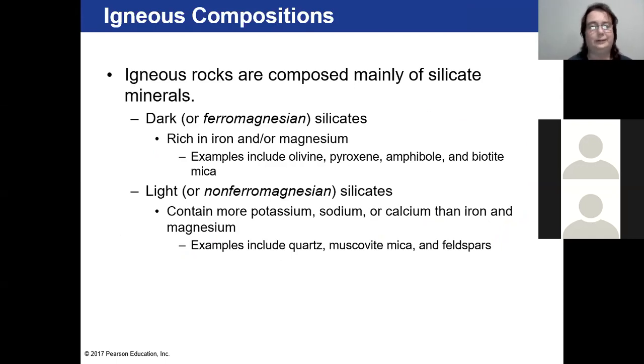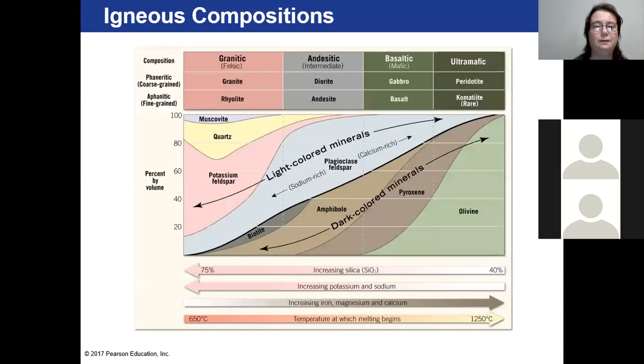So igneous rocks are composed of silicate minerals. We've got the dark colored silicates, olivine, pyroxene, amphibole, biotite. Those are the ones you're probably going to see more. And then the light colored silicates, quartz, muscovite, and the feldspars. Those are the ones you're probably going to see more as well. Don't let this scare you. There's a range of compositions of the different minerals in igneous rocks.